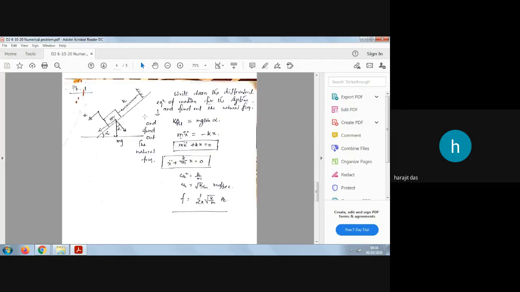You can see this is another problem. There is an inclined plane at an angle of alpha. On this plane, from a fixed end, with the help of a spring, a mass is attached. You are asked to find the equation of motion of this mass and the natural frequency of the system. This will be given, but this part will not be given. In the solution, we will be adding this part, the x displacement.